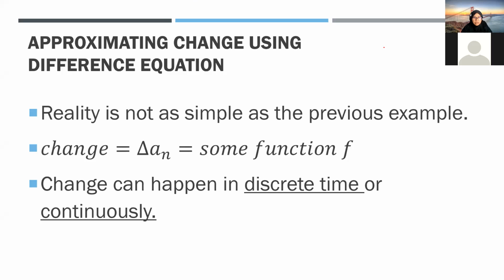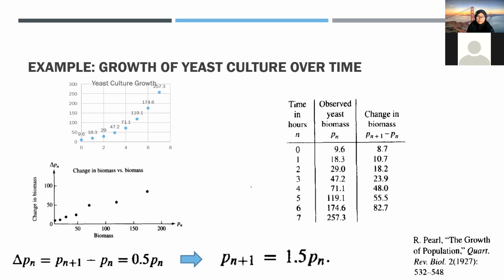Approximating change using difference equation. However, the reality is not as simple. Because we can say the change in some variable can be some function f, and also change can happen in discrete time or continuous time. So this is why we use the differential equation. An example. Okay, let's see this one.